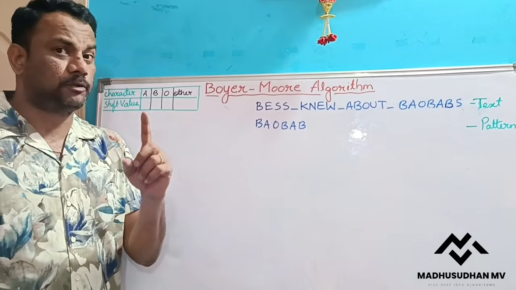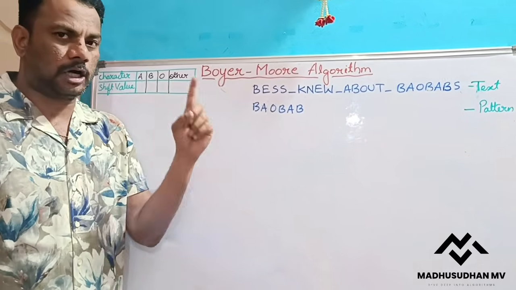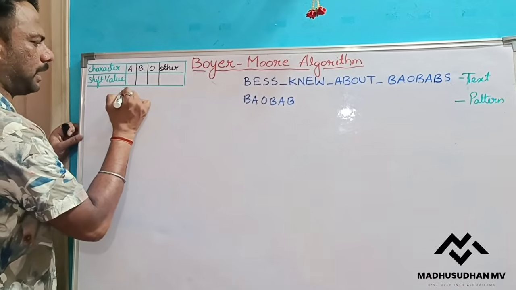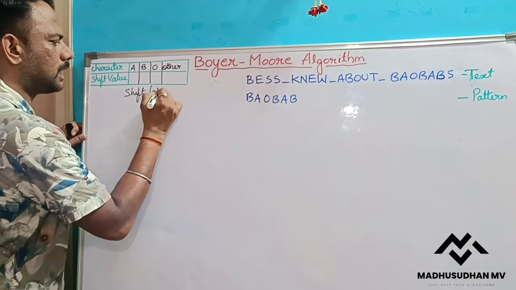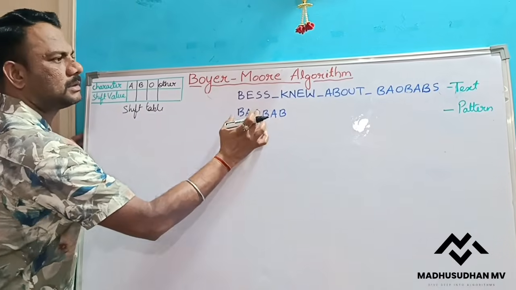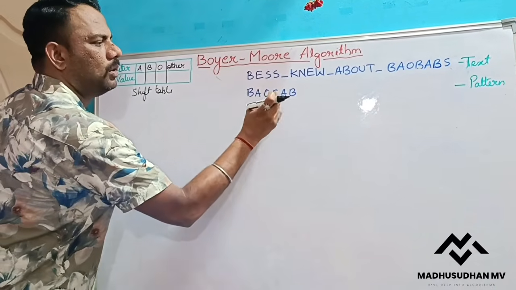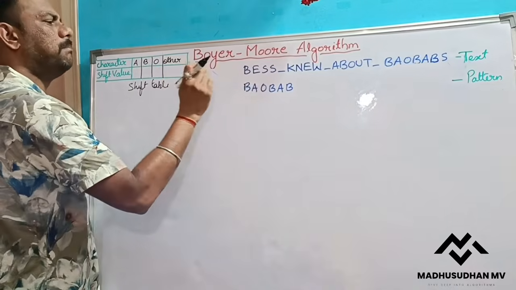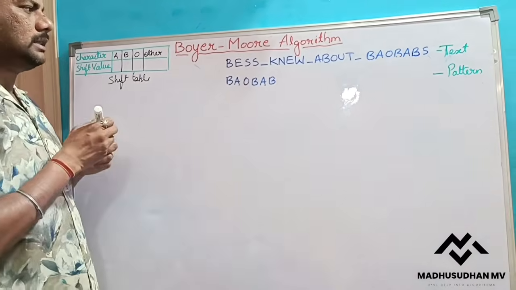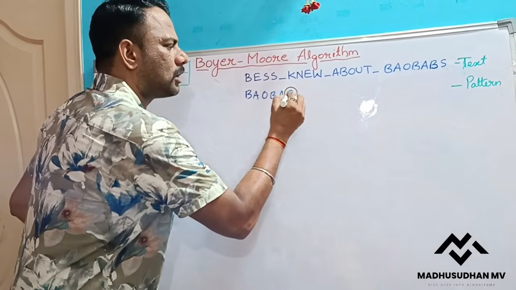We have not yet started Boyer-Moore; I'm still in the Horspool algorithm. The Horspool algorithm constructs one table called the shift table, constructed for the possible characters of the pattern. In the pattern, there are only three distinct characters: B, A, O, and the remaining are repeated. Other characters may also be considered. Now you find out what distance this character is from the last character.